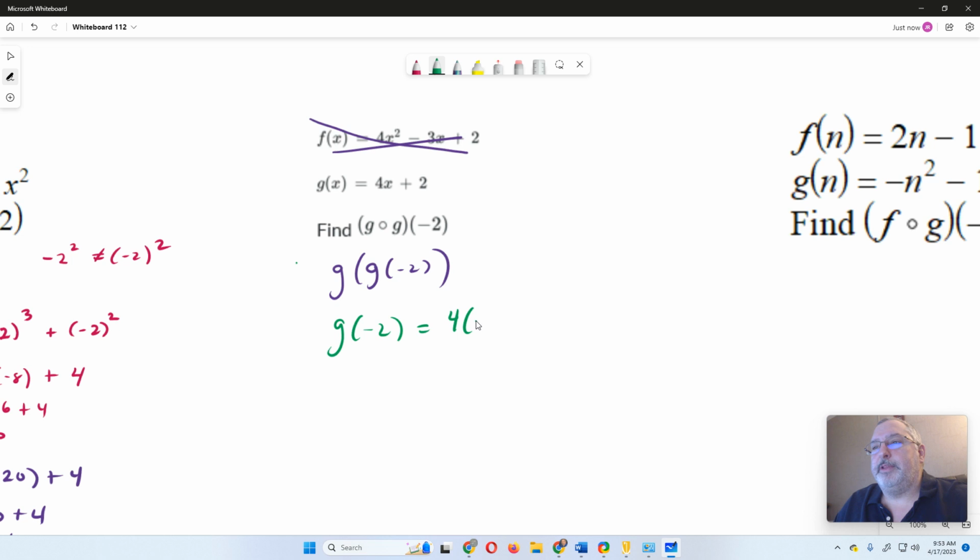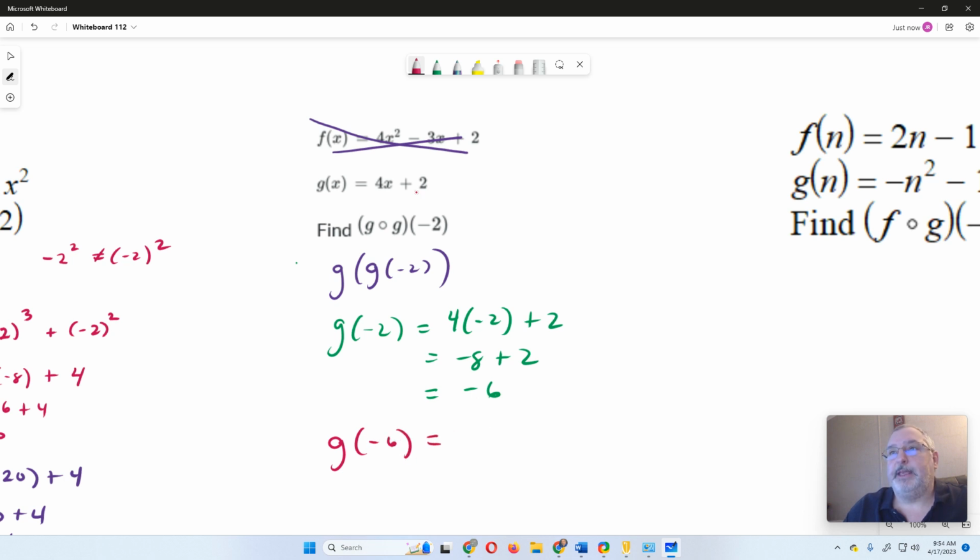So we've got 4 times parentheses -2. That's our substitution. Plus 2. 4 times -2 is -8. Plus 2. That gives us -6. And so now we're going to evaluate again when g is -6. And so we'll do 4 times parentheses -6 plus 2. 4 times -6 is -24 plus 2 gives us -22. So you just follow those order of operations, substitute correctly. It's not a big deal.